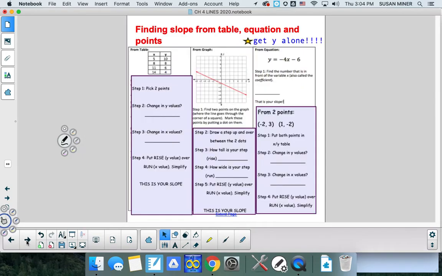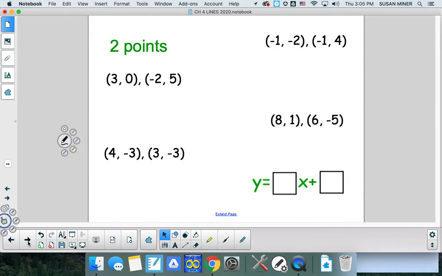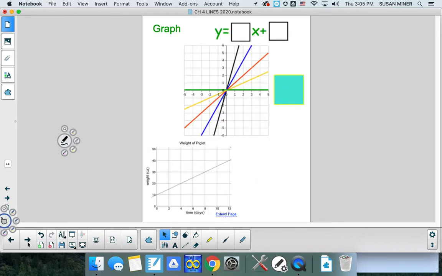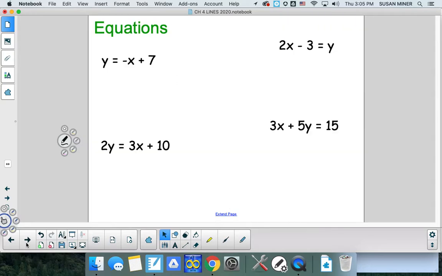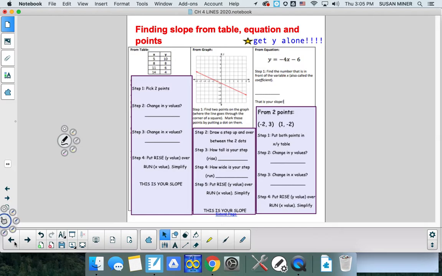All right, let's do it. Finding slope from a table, an equation, and from points. And this is going to be kind of the notes that we're working from. I'm going to skip ahead just a little bit. I think I know where I want to go from this, but it's been a while since I taught this, so I want to make sure that I'm going in the right direction here. Okay, so finding slope from a table, an equation, and from points. Here is where we're going to start. We're going to give some steps, and then we're just going to do some practice.